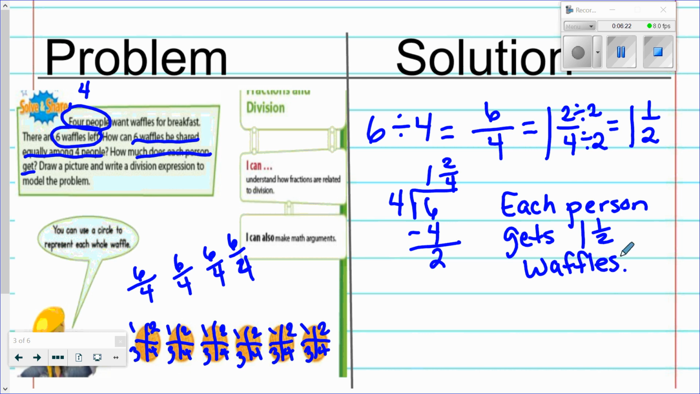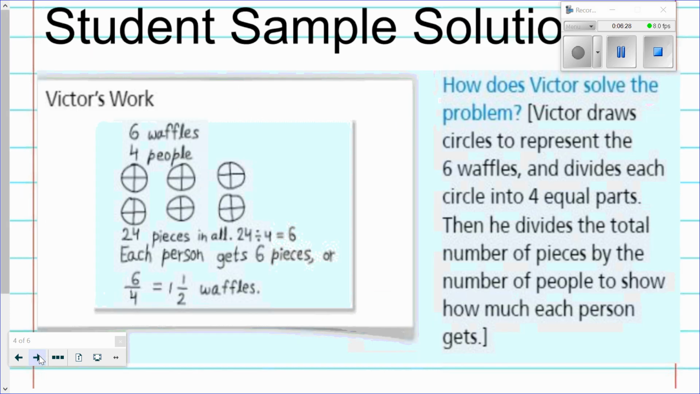Okay, let's take a look and see some other strategies for how you could have worked this problem. So let's talk about Victor's strategy, and Victor draws the circles, which we didn't draw our waffles, but they were already provided for us, and he divided them into 4 equal parts just like we did. There were 24 pieces in all, so he thought about this a little differently than me. He looked at all the total pieces and then divided those total pieces by 4.